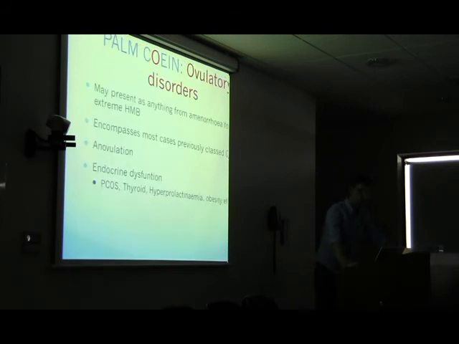So ovulatory disorders would be much of the dysfunctional uterine bleeding group would be probably within this section, and this may present as anything from amenorrhea to extreme heavy menstrual bleeding, and is mostly linked to anovulatory cycles, particularly in the extremes of reproductive life. It can also be linked with endocrine dysfunction such as polycystic ovary syndrome, thyroid disturbance, hyperprolactinemia, obesity, and other disorders.